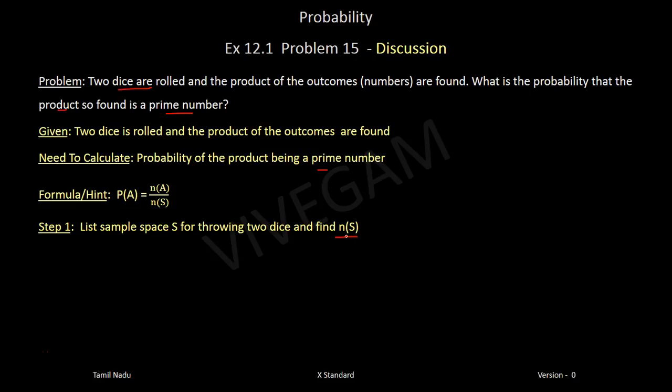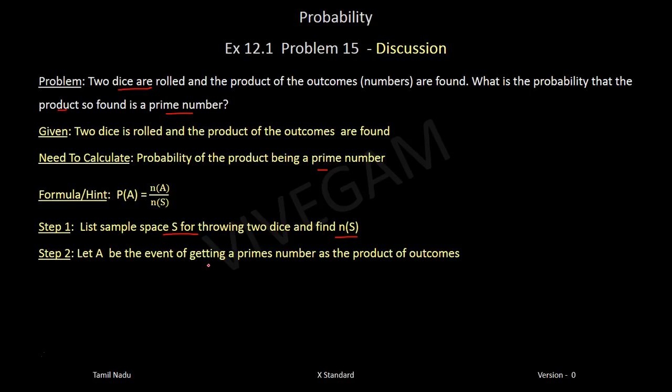Otherwise, you know, n of S is nothing but 6 outcomes from the first die, 6 outcomes from the second die. So 6 6 are 36 outcomes are there. But key is we need to have the sample space. Otherwise, we will not be able to find the product. So the product being a prime number. So we need to have a sample space, right? So we need to list the sample space.